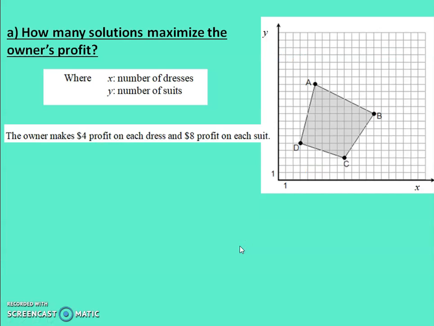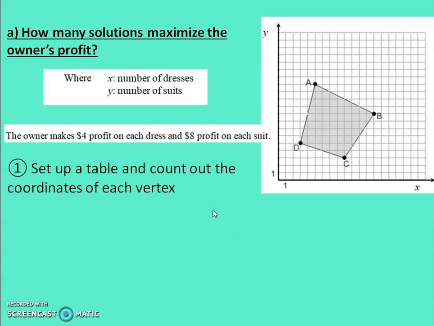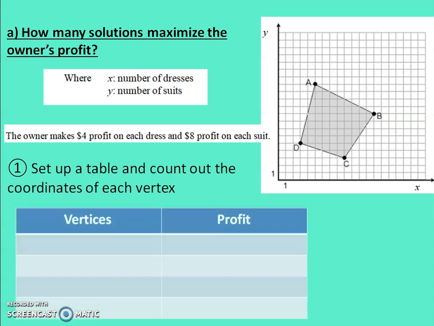The first one, question A, is how many solutions maximize the owner's profit? That's a common question. So what do you do? Well, first you'll set up a table to count out the coordinates of each vertex. If you want to do that on your own, you can pause and try it. I'll just show you what the answers are. The vertices A, B, C, and D have these coordinates. So that's the first step.